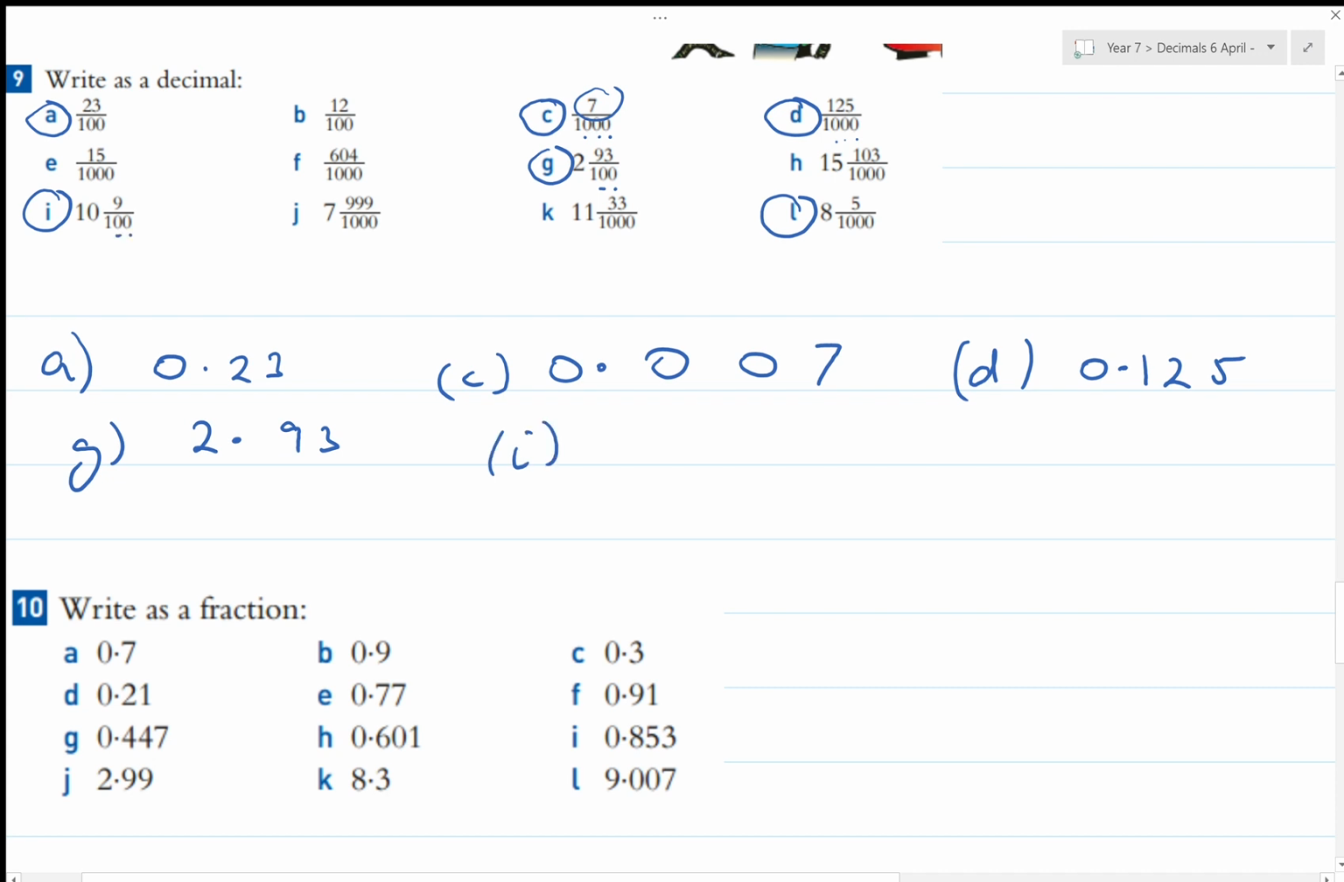2 decimal points, but there's also 10 holes in front, so I'll put them down first. 2 decimal points, only 1 number on top, so it's 10.09. And then lastly, L, 8 in front, 3 decimal points, so 2 zeros are needed, and then a 5.